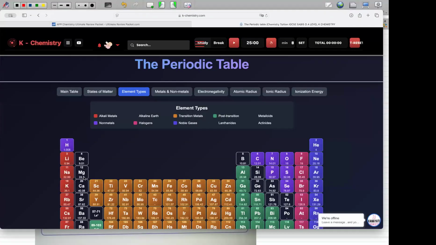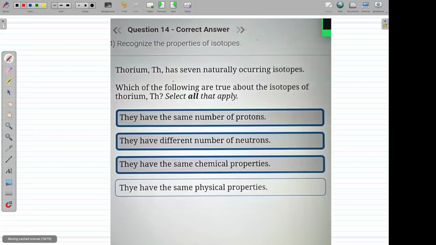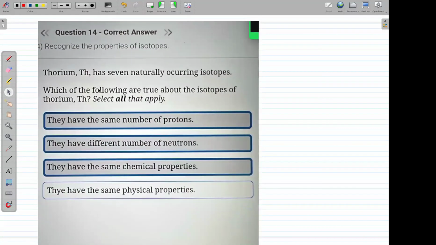The last question before our break is question number 14, and that's luckily an easy question. It says, thorium has 7 naturally occurring isotopes. Which of the following are true about the isotopes? I can answer this if I am in grade 1.